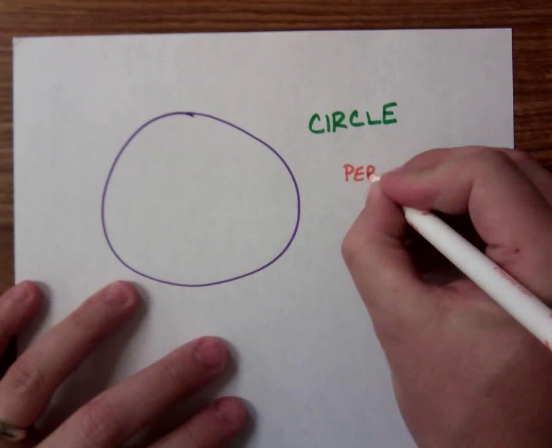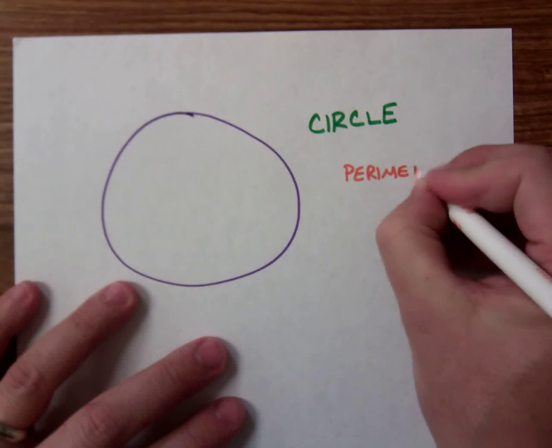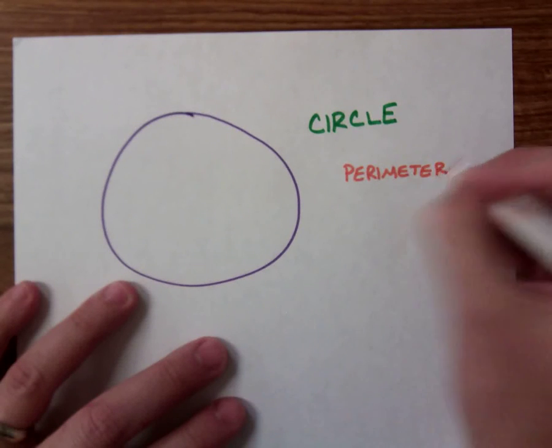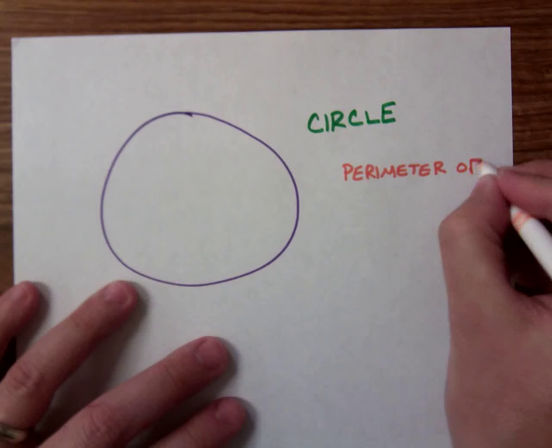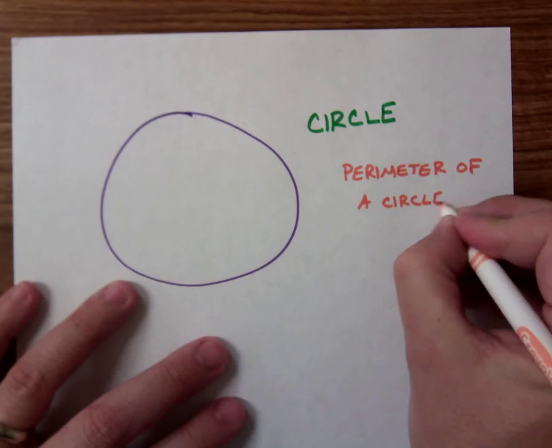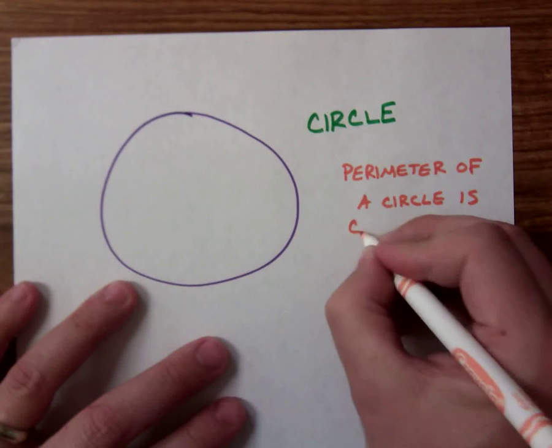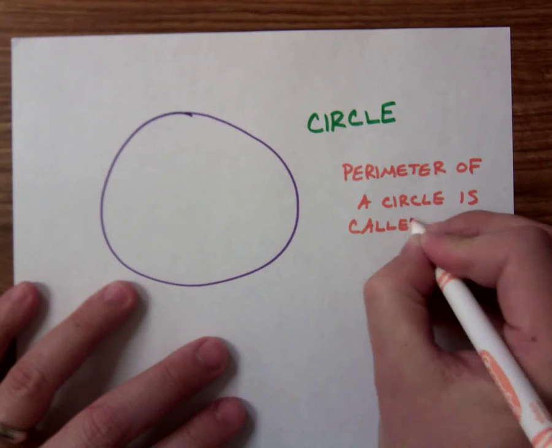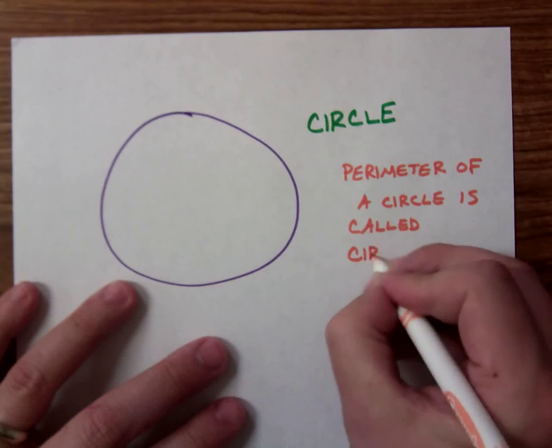You also know the radius. Say that again? Not radius. Well, that's coming. Radius is coming up in a minute. The perimeter of a circle is called circumference.